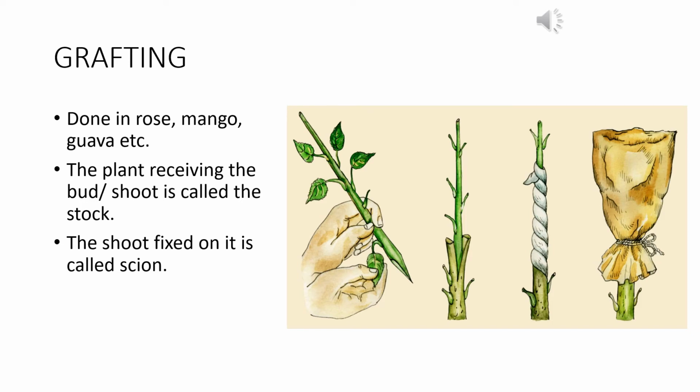The grafted points are then bound together with tape, and then covered with a plastic bag, so that it does not get attacked by bacteria, viruses or microbes, and to prevent dehydration. In a few days, new cells develop and a new plant grows, and it will have characters of both the scion and the stock.